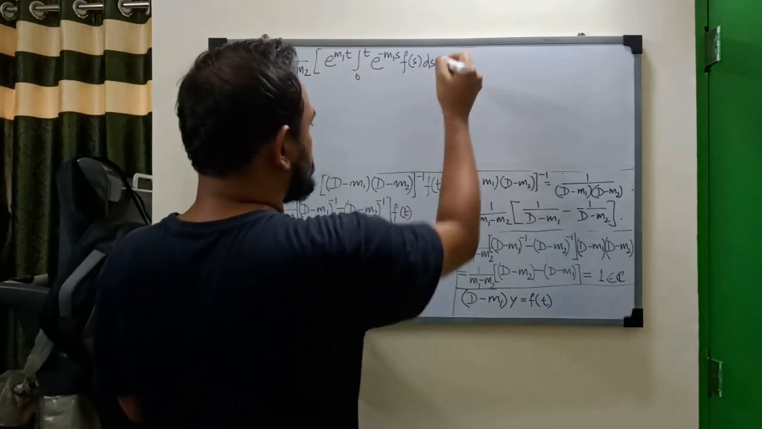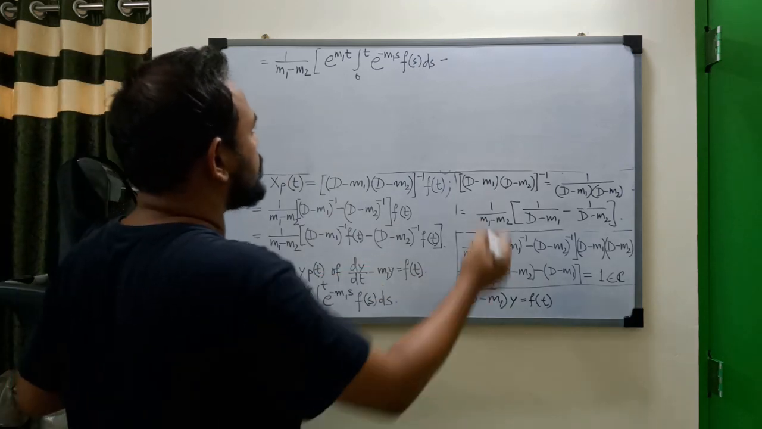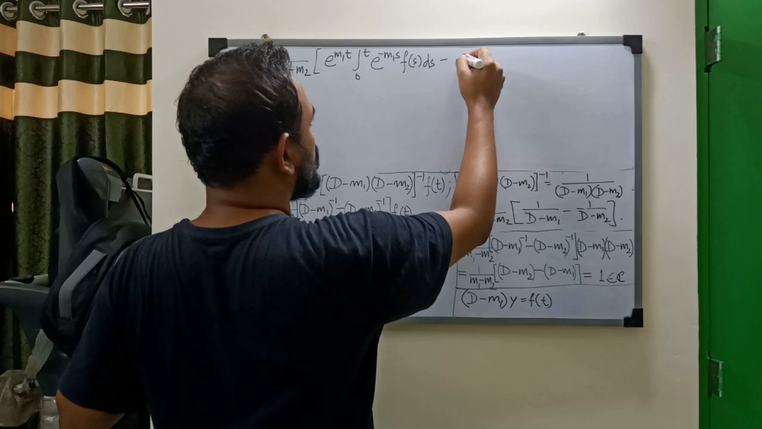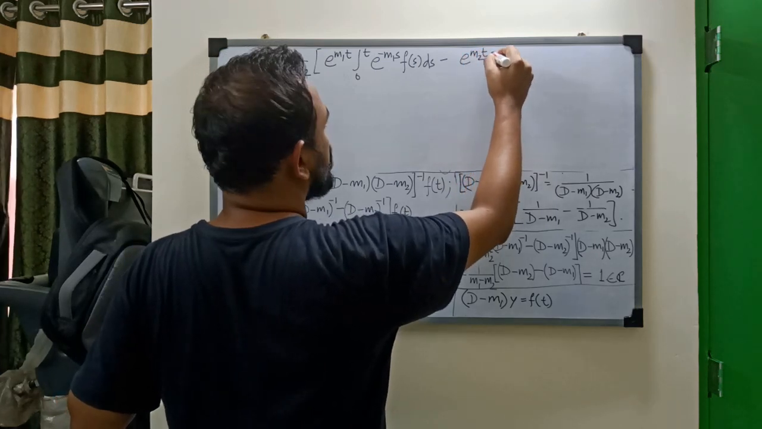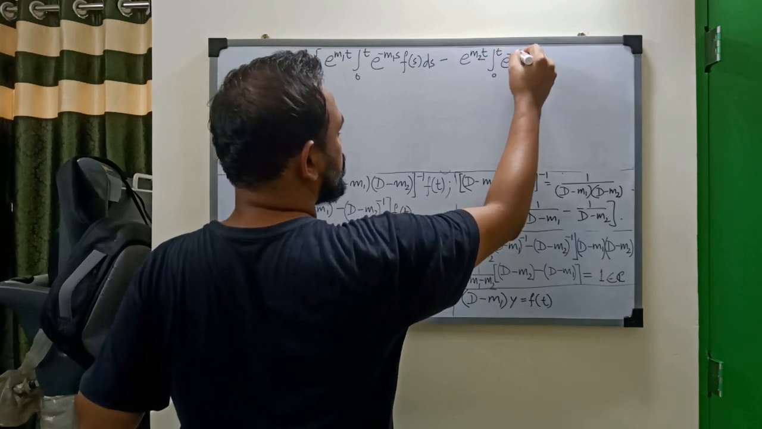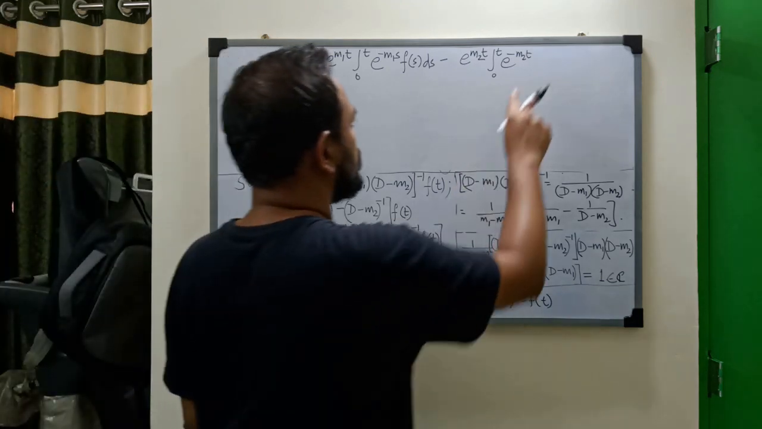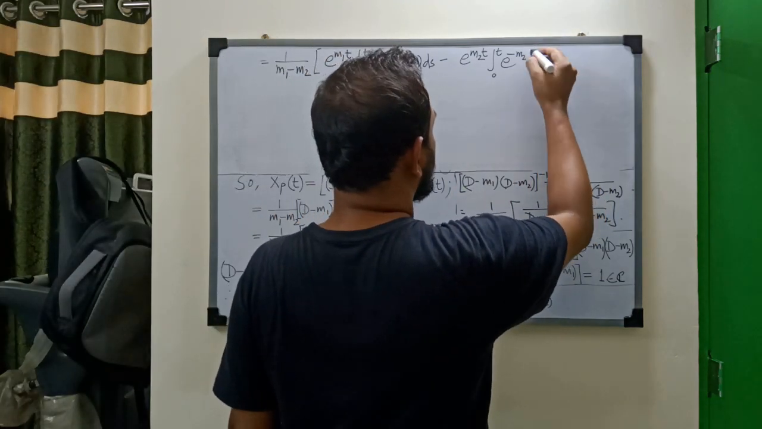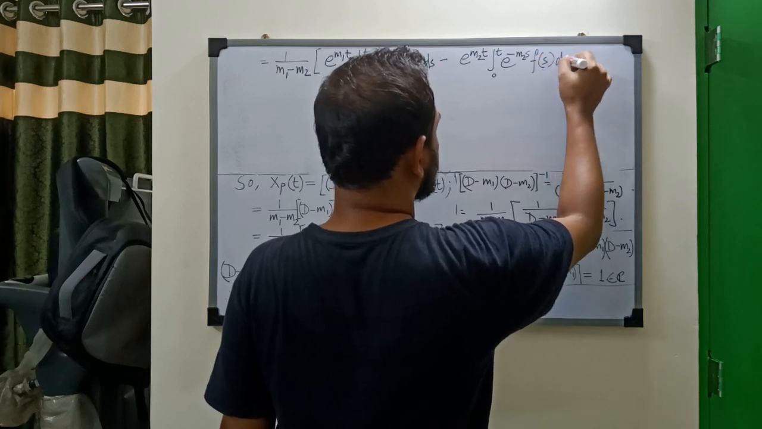Minus, well, the same thing happens with m2. There's no difference between m1 and m2 here, except that everything here that is m1 will become m2. So it's going to be e to the m2t, integration from 0 to t, e to the power minus m2s, with s the dummy variable, f(s) ds.